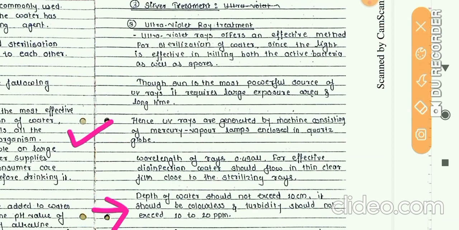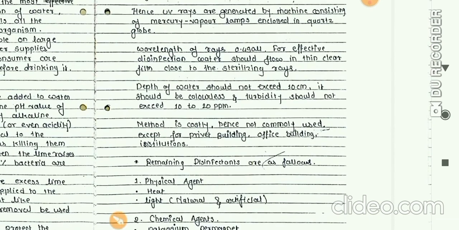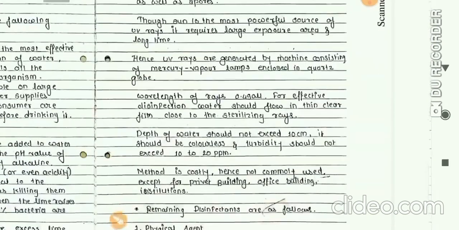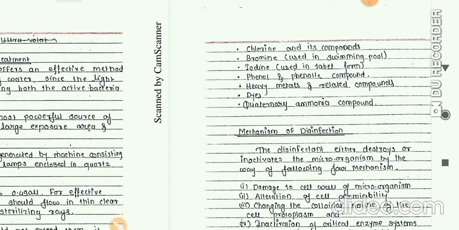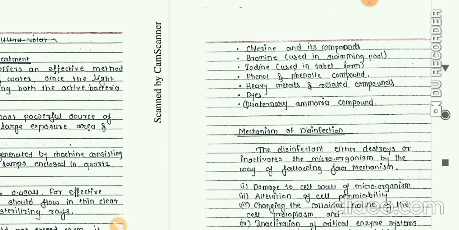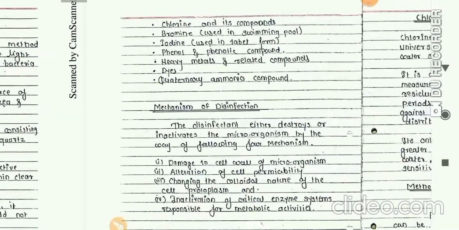But the depth should be less than 10 centimeter and the water should be colorless, that is the turbidity should not be more than 10 to 20 ppm, so that light will pass up to the depth of that water. This is the ultraviolet ray method. Some other disinfectants: physical agents, that is heat or light, or chemical agents, that is potassium permanganate, ozone, and also some chemicals like chlorine, bromine, iodine, phenol, heavy metals. These are some disinfectants.